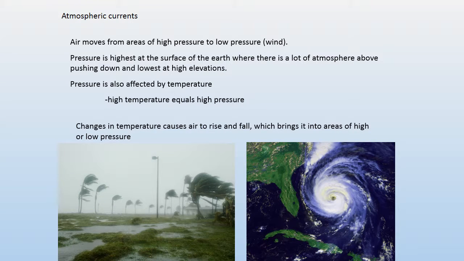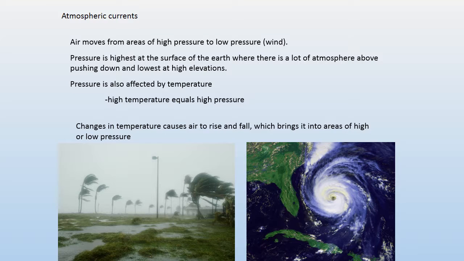The factors that affect how the oceans move can also affect the movement of the atmosphere. Air moves from areas of high pressure to areas of low pressure. This is wind. When the differences in pressure between one place and another is small, the wind is calm. But when there's a big difference in pressure, the wind moves much faster and violently.